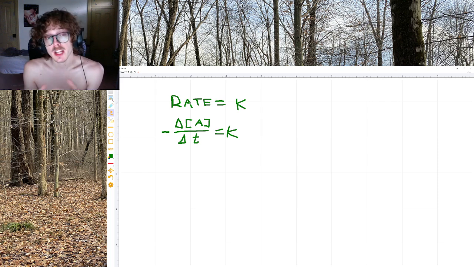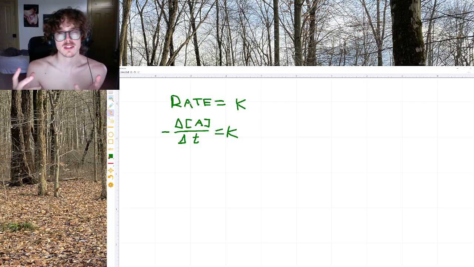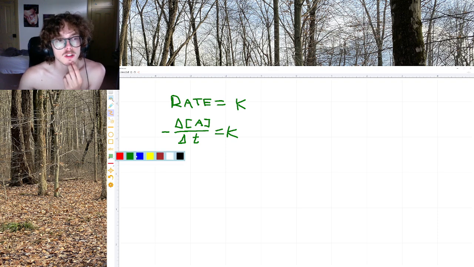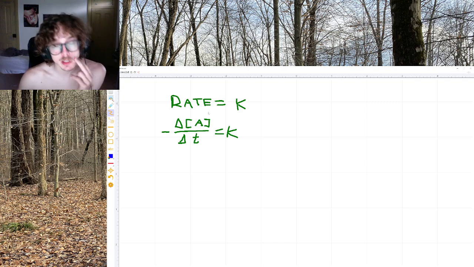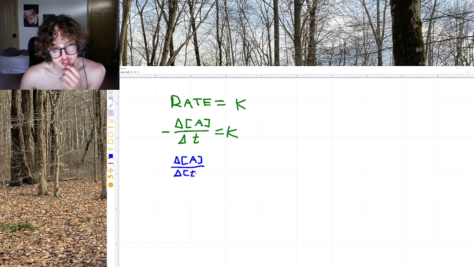Delta means change, so the change in the reactants over change in time. So how much is the reactants changing over time? That's a rate. I hope that's a little bit easy to understand there. And from here, we're just going to do something a little different. We're going to change this so we get a positive rate, because this is going to help us solve here. A positive rate of our concentration with respect to time is equal to negative K.